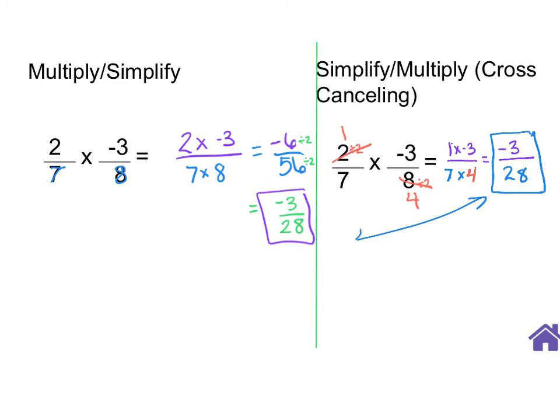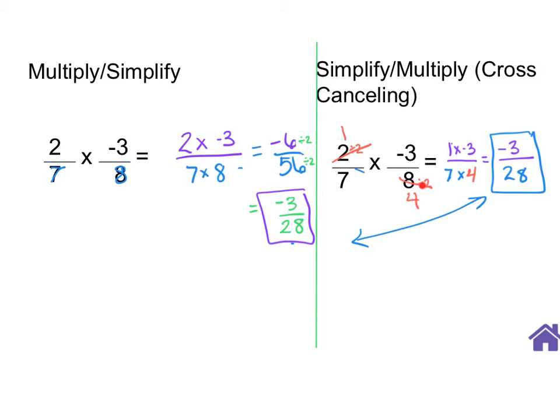Okay, so there are two different methods. Think about which method you like. Do you like to multiply straight across first and then simplify? Or do you like to simplify first? If you notice here, I divided by 2 and 2 on the top. I just divided by 2 and 2 here before.